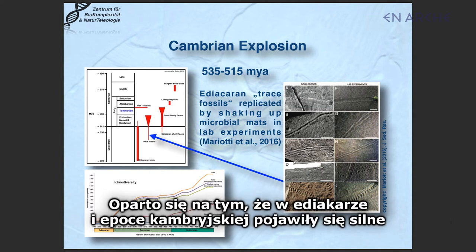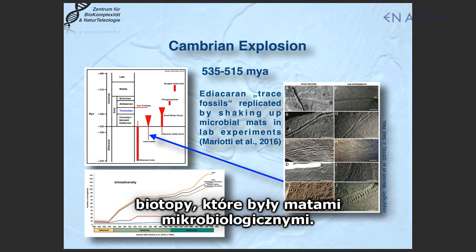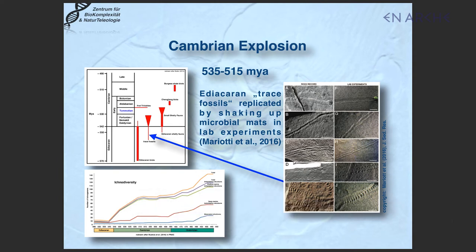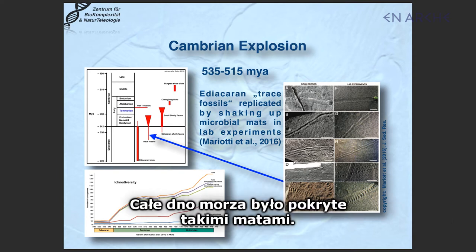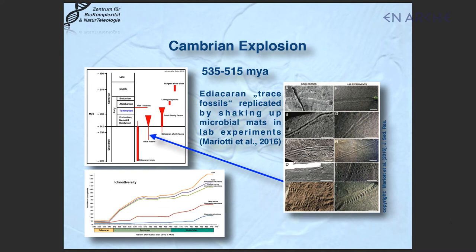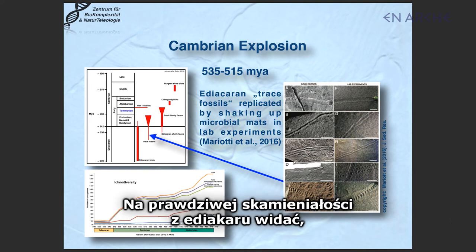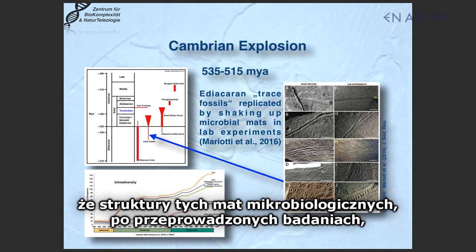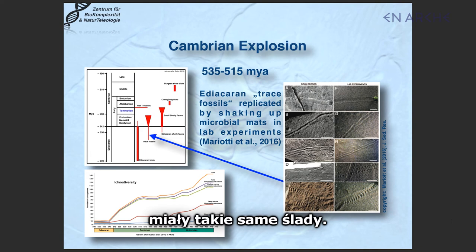And what they did is they said, well, in the Ediacaran and the Precambrian, there was one very striking thing of the biotopes: there were bacterial mats. All the seafloor was sealed by bacterial mats. And they thought, let's grow these bacterial mats in our aquarium tank and stir them up and see what happens. What you see here are the real trace fossils from the Ediacaran. What you see here, one-to-one correspondence, are simple artifacts, folding structures of these bacterial mats when you stir them up and let them settle, and you get exactly the same traces.